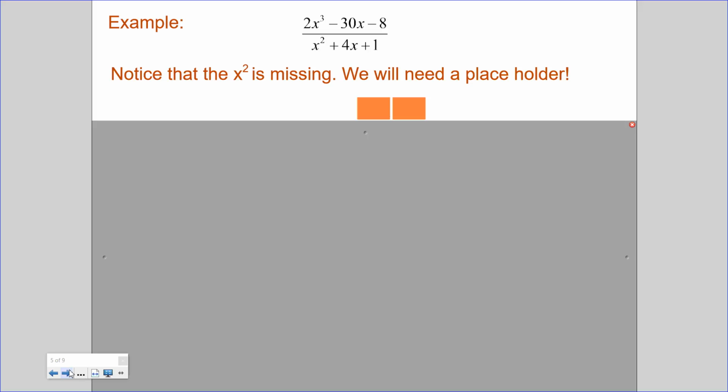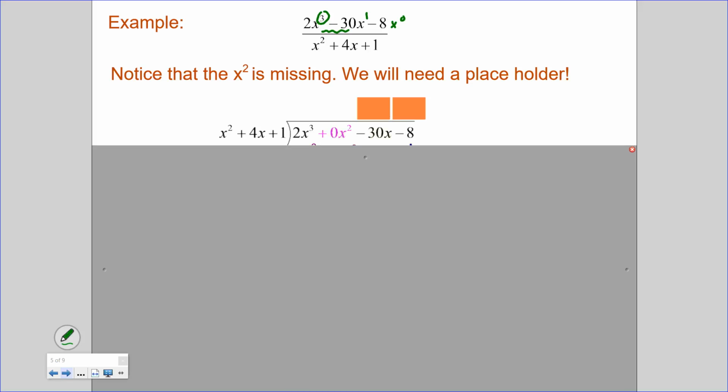However, that numerator is missing a term. It's missing the x squared term. If we were to count the exponents on the variables, we go from a 3 to a 1 to an x to the 0. It doesn't have to be written there. Remember, that's just 1. But we are missing a term in the middle here that has an x squared. So when you set up your long division for this, you are going to put a placeholder. Remember, numerator goes inside, denominator goes outside. You're going to put a placeholder for the term 0x squared. You'll see why in a moment.